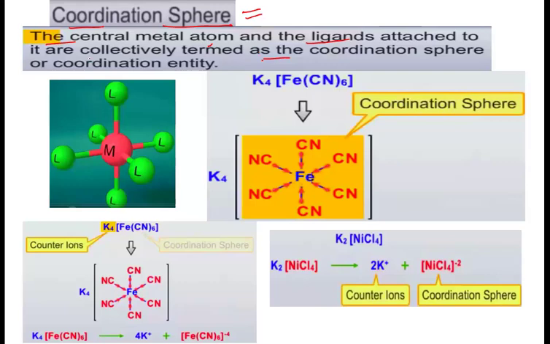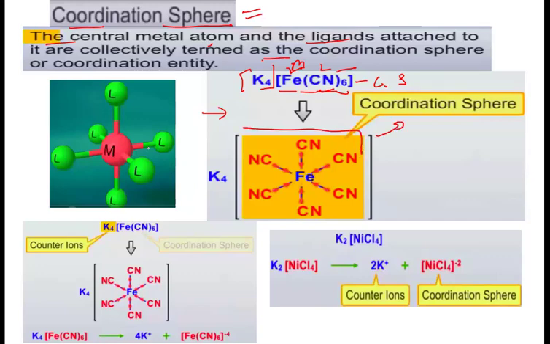Now look at this picture. The example is K4[Fe(CN)6]. We have discussed this many times. In this K4[Fe(CN)6], Fe is the central metal atom and these are the ligands. So M and ligands are there. Now if we separate the K4, we will have only the metal and ligands, enclosed within square brackets. This will be called the coordination sphere, as you can see it is given here.